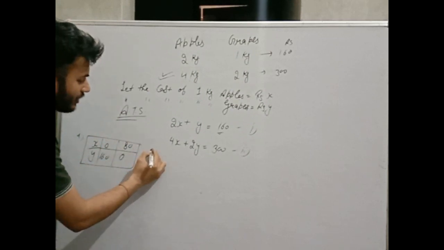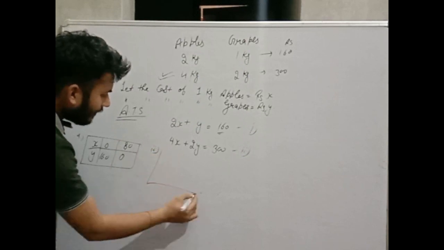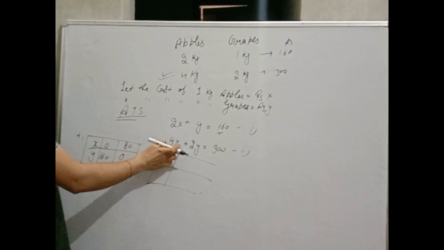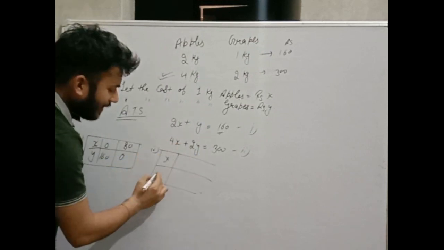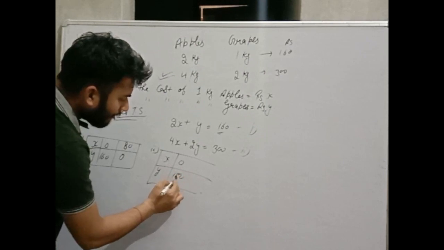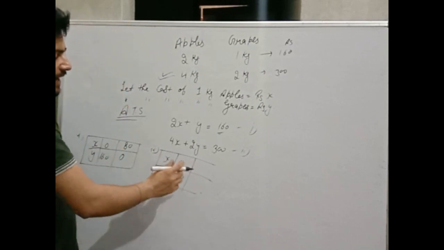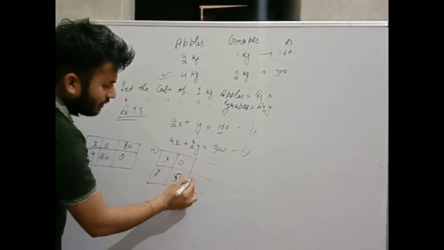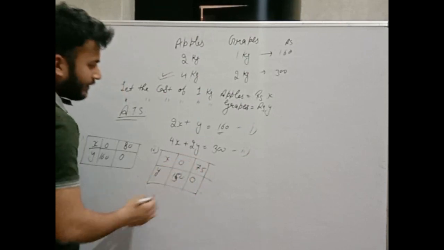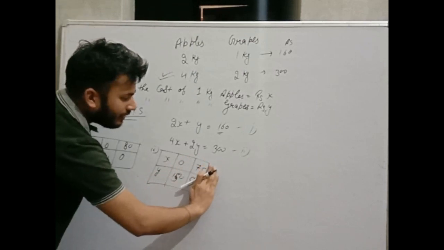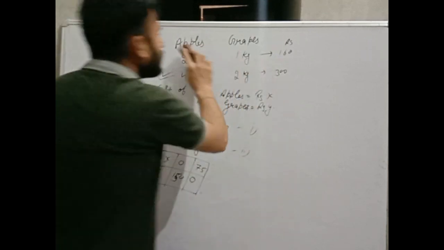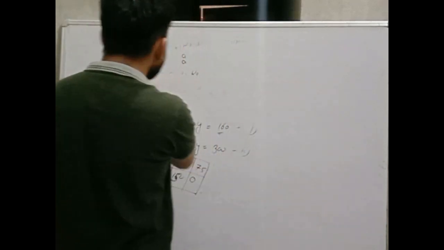Now for the second equation, if I put x equals 0, I will get y equals 150, and if I put y equals 0, then x equals 75. Now plot these equations on your graph paper.